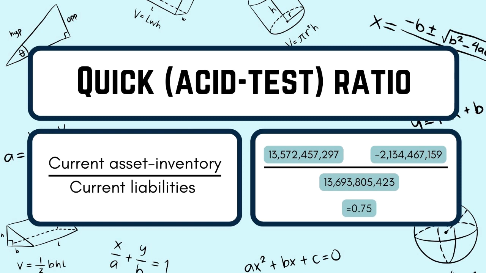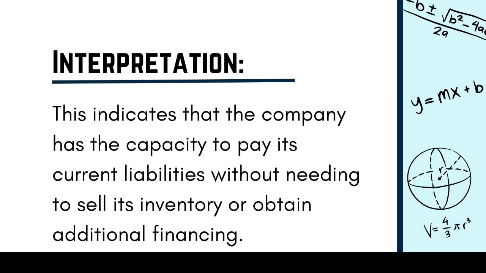The current assets are 13,572,457,297 minus 2,134,467,159 divided by 13,693,805,423, which is equal to 0.75. Interpretation. This indicates that the company has the capacity to pay its current liabilities without needing to sell its inventory or obtain additional financing.